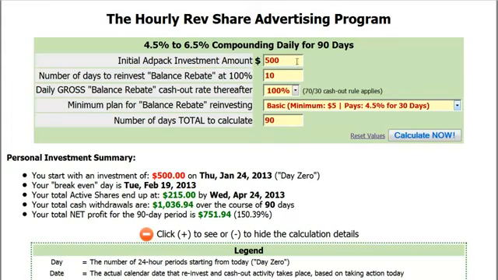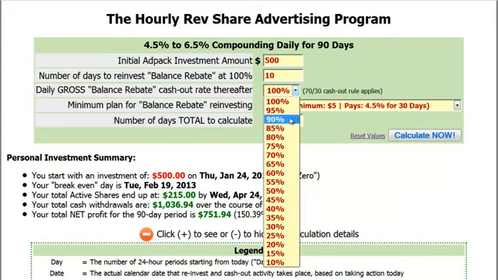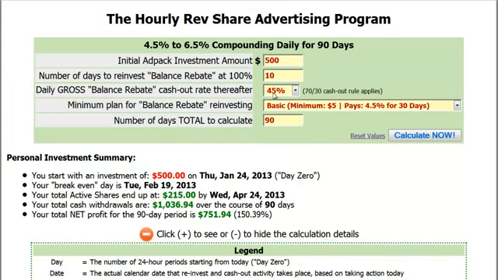So we're going to start with $500, and the calculator is going to say that will be a premium package because it's more than $300, but it's less than $1,000. We're going to take everything we earn over a 24-hour period, come back within 24 hours, see how much we've made, and reinvest it. We're going to do that for 10 days straight. And then afterwards, let's say we are going to cash out 45% of our earnings.